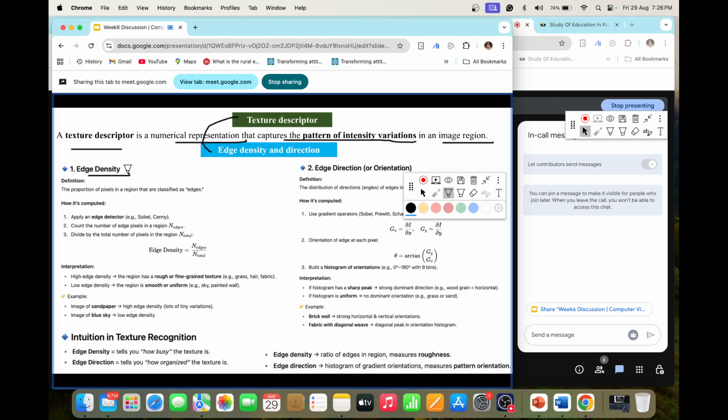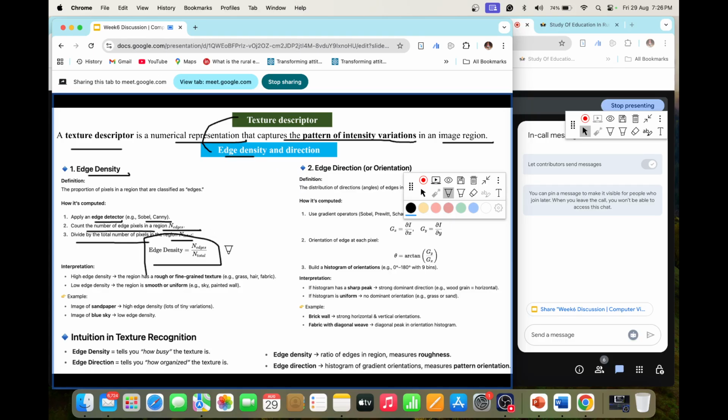What is edge density? Edge density is given by this formula, n edge by n total. First, you take an image and apply an edge detector like Sobel or Canny. We have discussed Sobel and Canny detectors in the first class, so you can see the first presentation. Count the number of edge pixels in a region, that is n edge. Second, divide by the total number of pixels in the region, that is n total. So this will be your edge density.